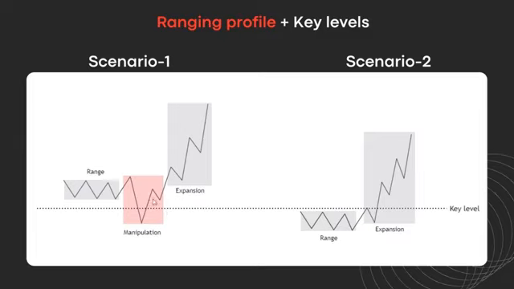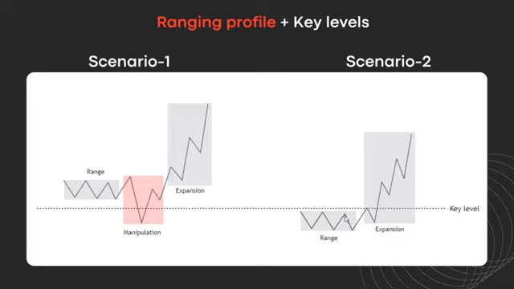And once that key level is tested during the manipulation profile, we're going to wait for that manipulation profile to end, and then the only profile we can expect after a manipulation profile is what? An expansion profile in the opposite direction, right? So that was the first scenario we can have based on the combination of ranging profile and key levels.